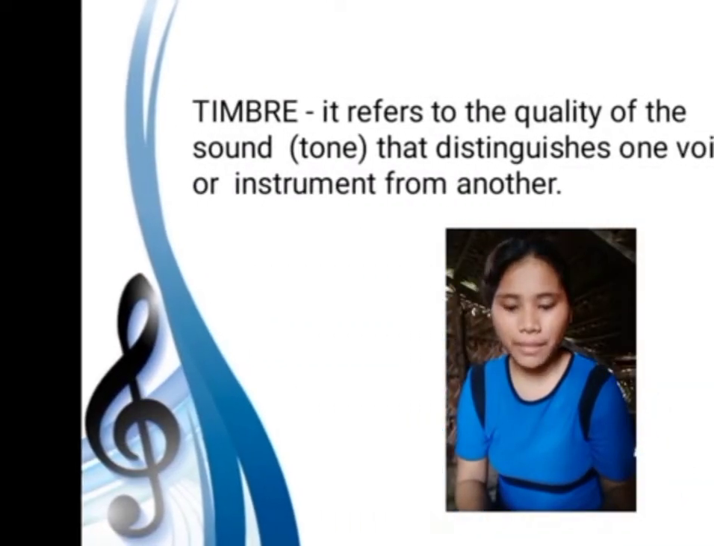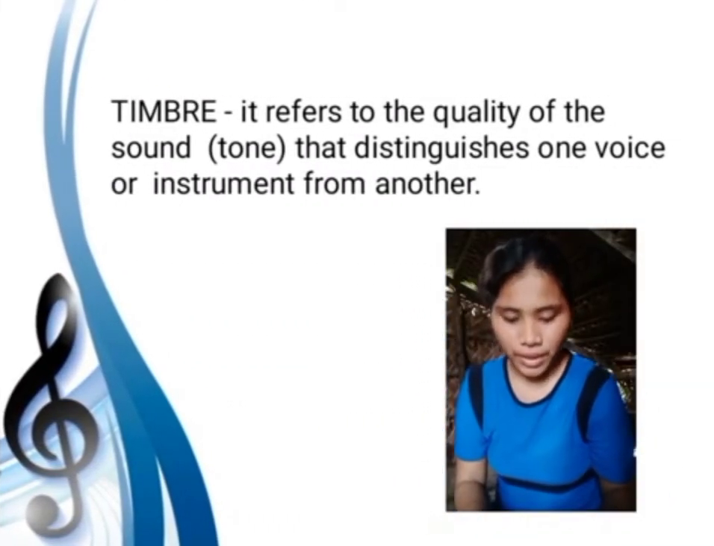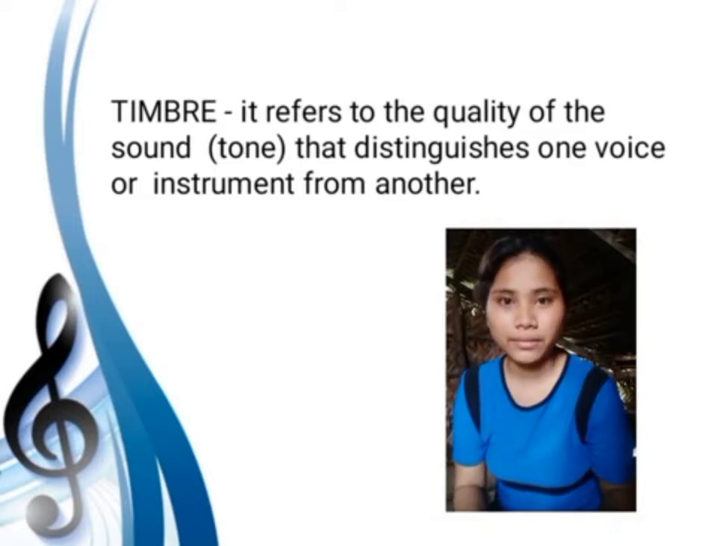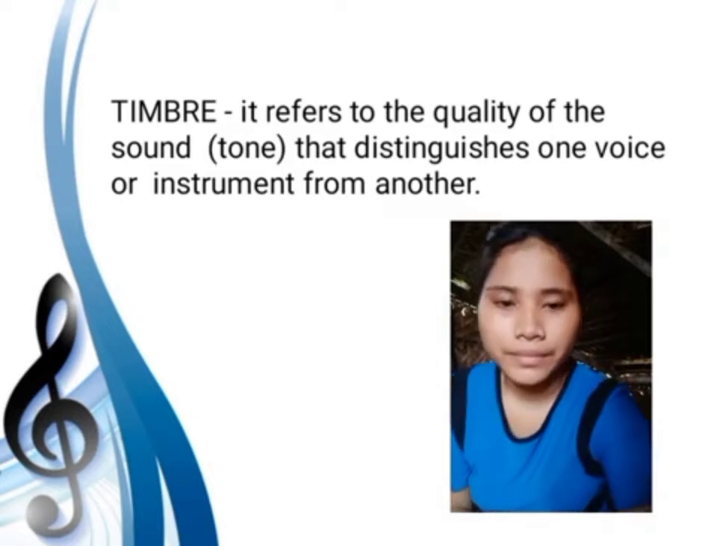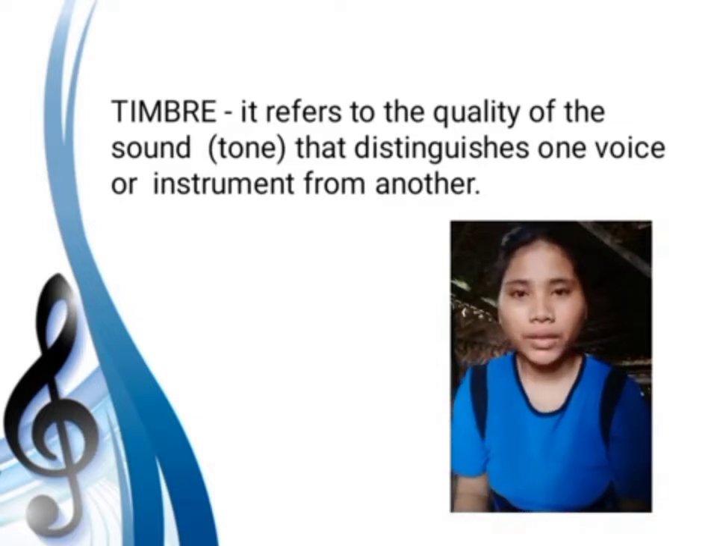The last element of music is timbre. It refers to the quality of sound tone that distinguishes one voice or instrument. It is how you are going to describe the sound quality of the instrument or the voice. Pakinggan ang tunog ng flute, saxophone at violin.